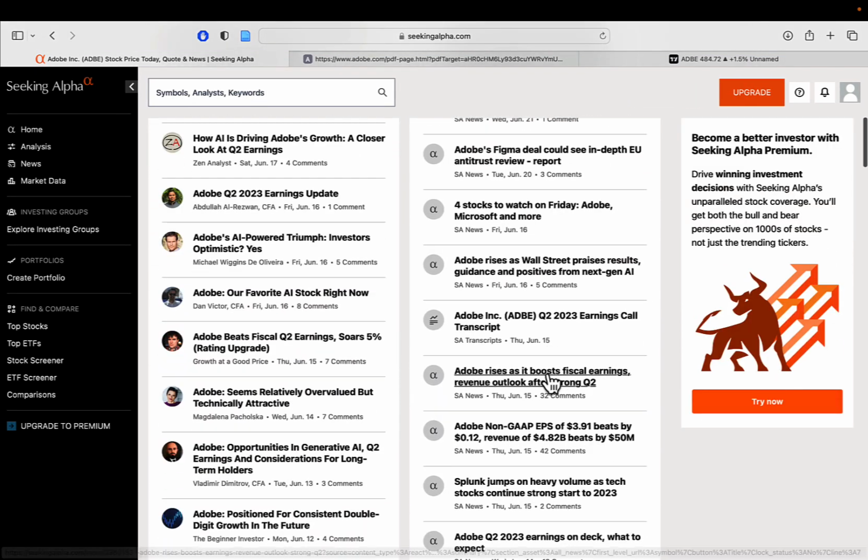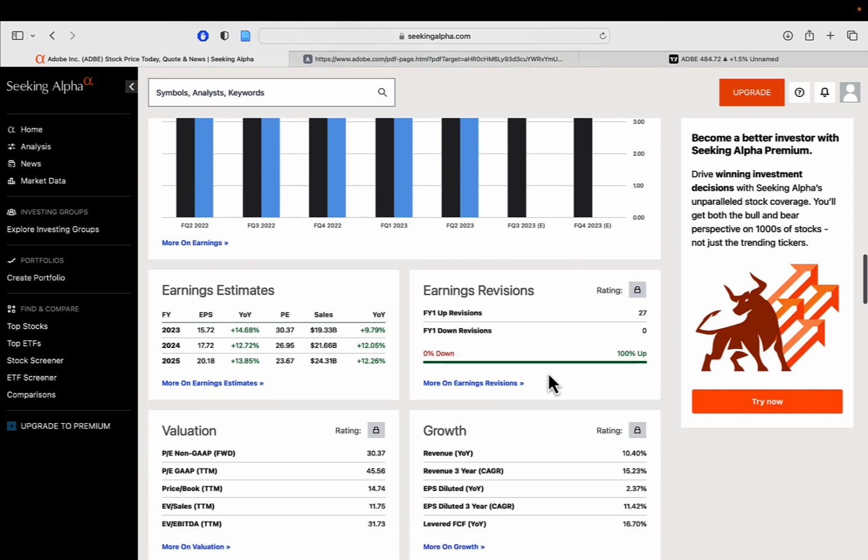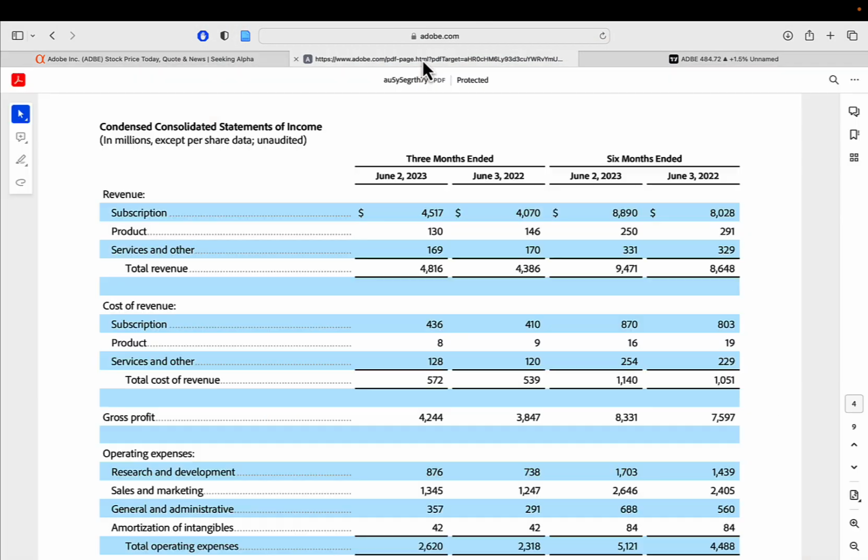Taking a look at Adobe's estimates, we can come down here and check their earnings and revenue estimates for the next 3 years. So analysts are projecting mid double digit growth for Adobe over the next 3 years. As you see, earnings are expected to rise from $15.72 all the way up to $20.18, while revenue is supposed to rise from $19.3 billion all the way up to $24.3 billion. And so analysts are expecting mid-teen revenue and earnings growth for Adobe.